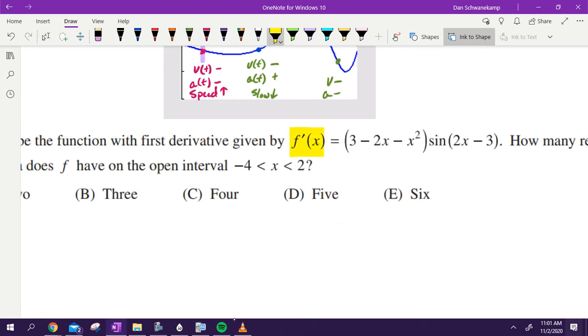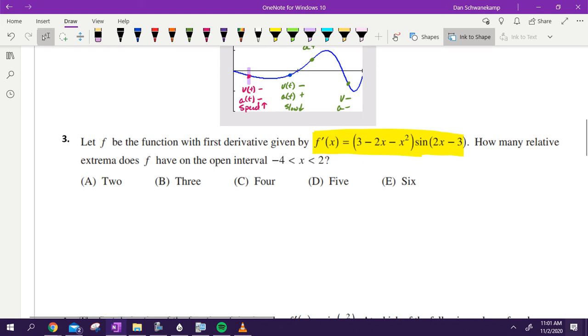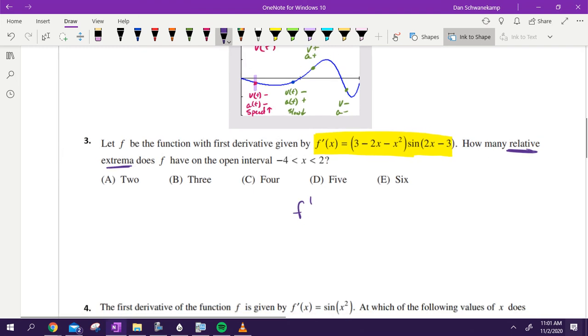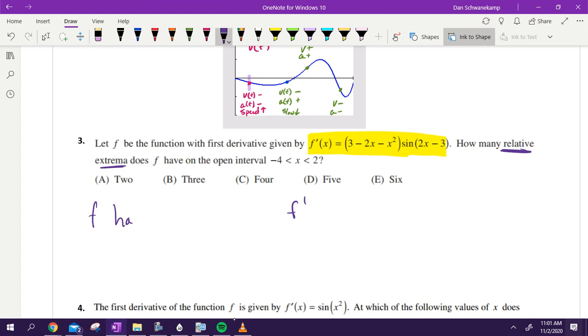This is f prime. Like always, as we look at this thing, the first thing we're going to identify, what did they give me? They gave me f prime. I want to know relative extrema. Tell your neighbor, what is going to happen on f prime for you to have relative extrema? Talk to each other. Michael, what's going to happen on f prime if f has extrema? Wonderful. The f prime changes signs.